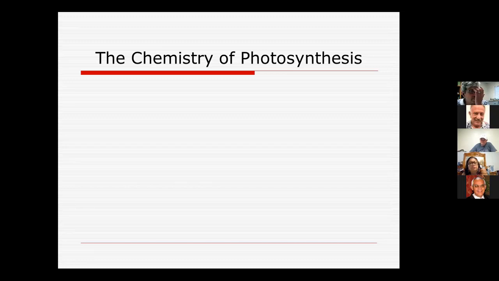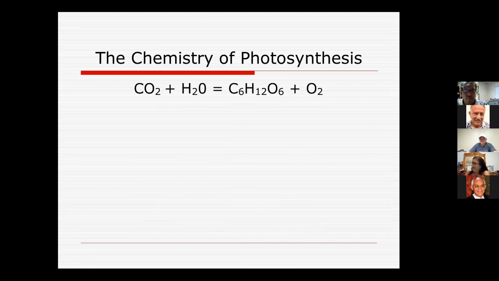So let's talk a little bit about chemistry. Everyone loved chemistry lessons when you were in school. I'm going to show you the chemistry of photosynthesis real quick. When we talk about photosynthesis, we talk about carbohydrates. We talk about CO2, which is carbon dioxide, and water makes sugar and oxygen. Because the purpose of photosynthesis is making sugar.